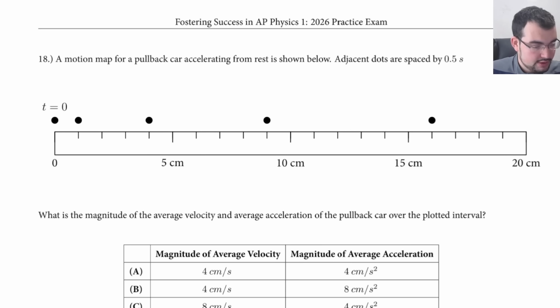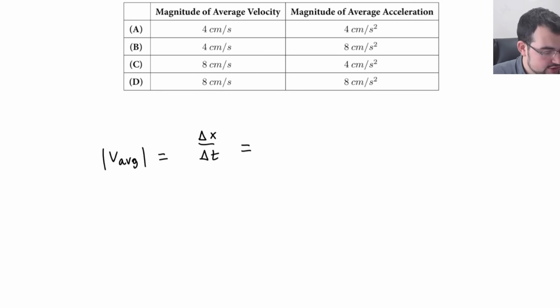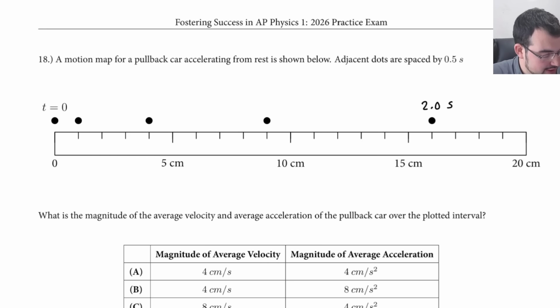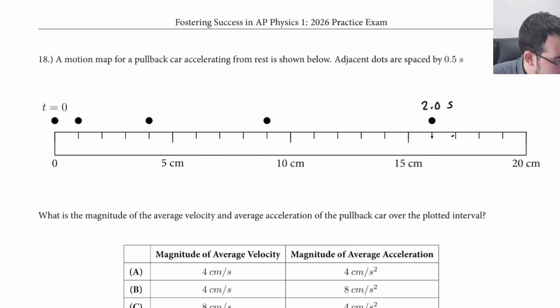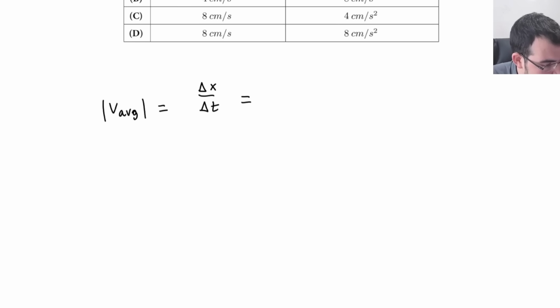So this dot is at 2.0 seconds because 0, 0.5, 1, 1.5, 2. So we can just d over t this to get the average velocity magnitude. So I'm 1 past 15, so that's 16. So that's 16 centimeters in 2 seconds. So my average speed is 8 centimeters per second.